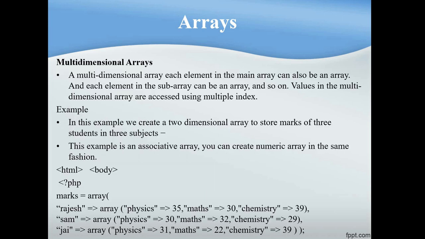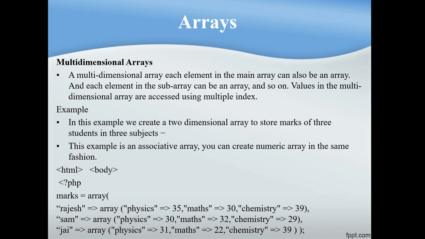Now finally we are moving into the multi-dimensional array. So already in the introduction we have seen multi-dimensional array means we'll be having multiple arrays. It can be a two-dimensional or three-dimensional array. So it's an array where each element in the main array can also be an array. So we will be having an array within an array, and each element in the subarray can be an array, and so on like this. Values in the multidimensional array are accessed using multiple indexes. So we'll be using multiple indexes based on the type of arrays.